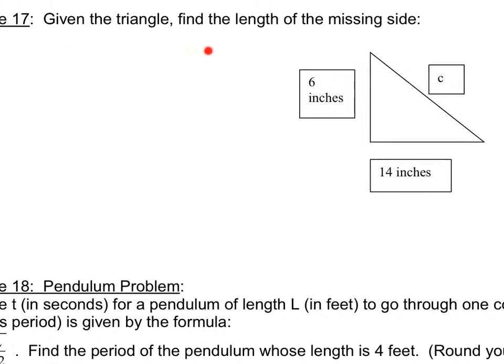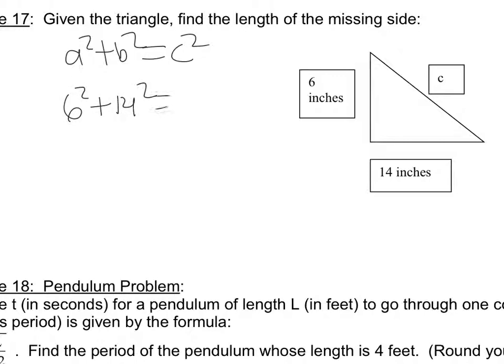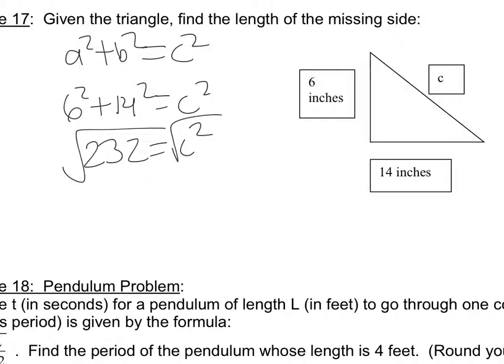Alright, so it says, given the triangle, find the length of the missing side. So you have 6, 14, and c. So remember, a squared plus b squared equals c squared. So you have 6 squared plus 14 squared equals c squared. So 6 squared plus 14 squared, you have 232 equals c squared. Square root both sides. And it's not plus or minus because it's a length.